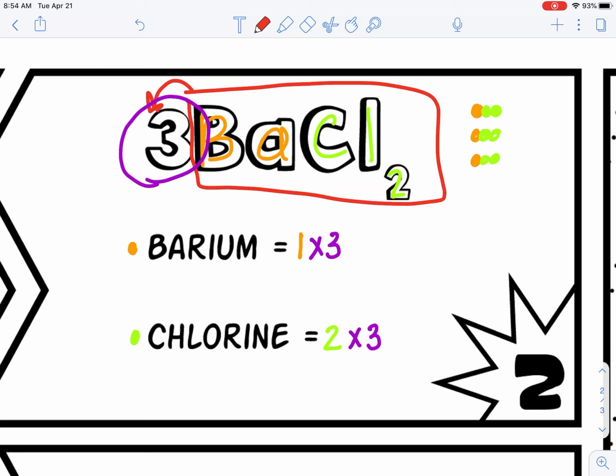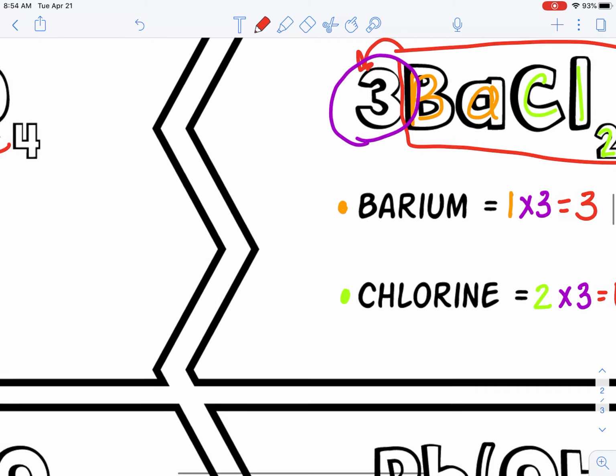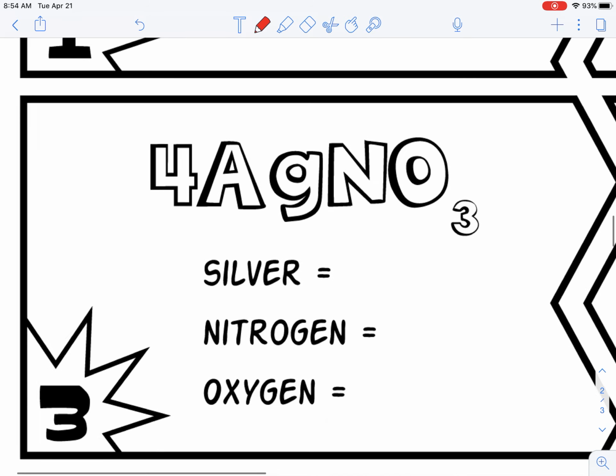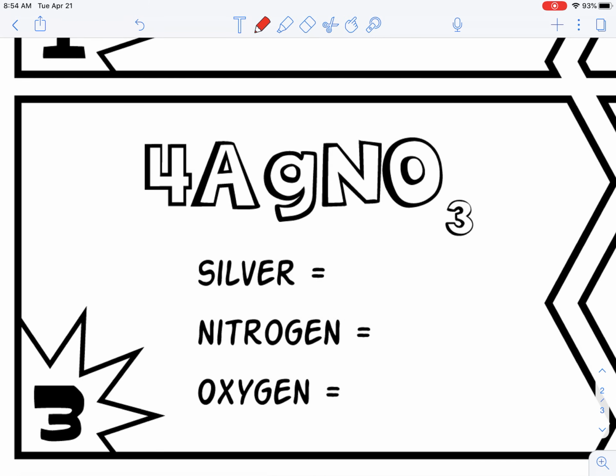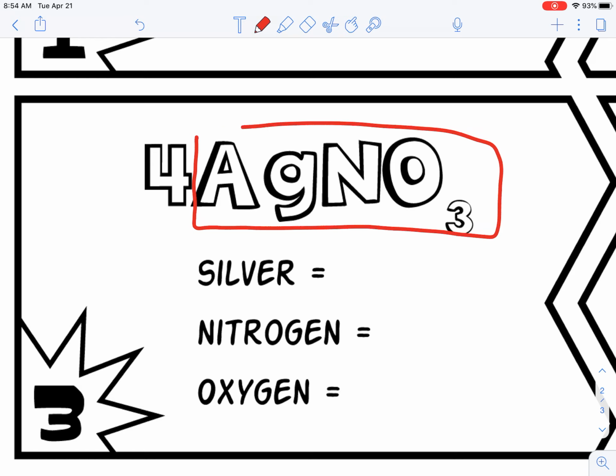So we end up with 1 times 3 is 1, 2, 3. 1 times 3 is 3 barium. Chlorine, 2 times 3 is 6. 1, 2, 3, 4, 5, 6 chlorine. If I want to try to do it without drawing the pictures, we can just do the math. And we can do the same thing. We can just do the molecule for now, and then multiply it by the coefficient if that's what you prefer.